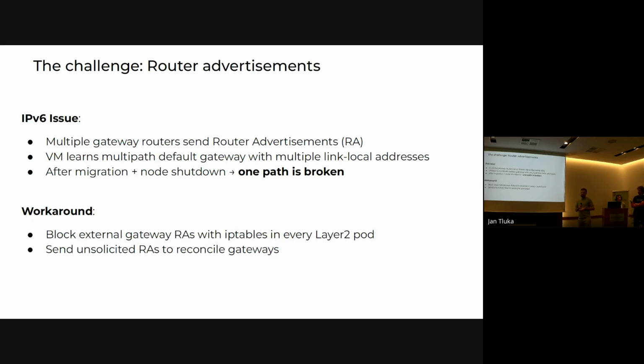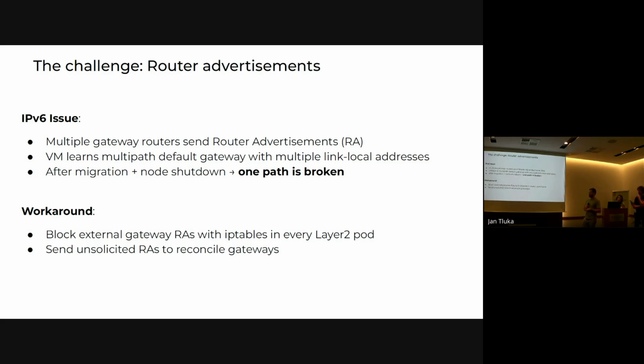So with RAs, every gateway router sent an RA, which meant we have a multipath for default routing. And if a VM migrates and one of the nodes becomes unavailable, we still have the broken path in the routing of the VM. So it was really bad, and we didn't want to send the traffic to different nodes than the one that was hosting the VM, actually.